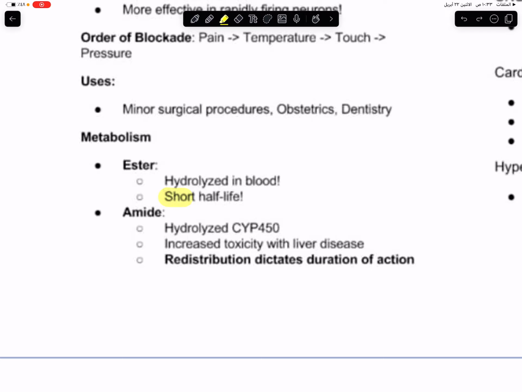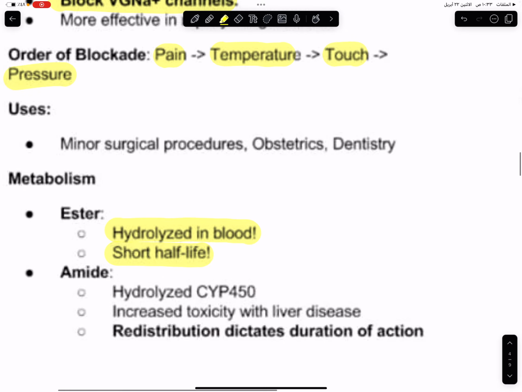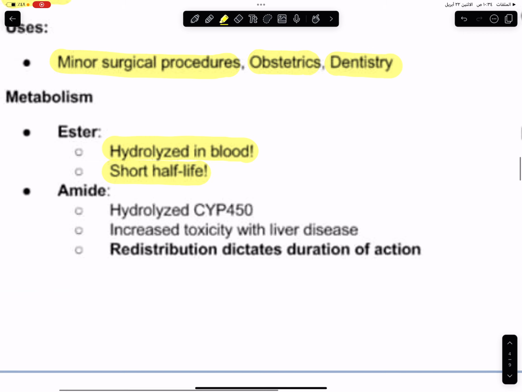The other one, amides. Amides are also hydrolyzed, but they are hydrolyzed in the liver by the enzyme system that is called the CYP450 system. Increased toxicity with liver disease. What do we mean by this? If the patient is suffering from hepatitis, if the patient is suffering from liver cirrhosis, then what will happen? It can cause toxicity. Why?